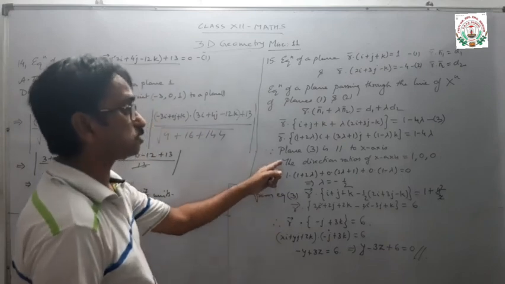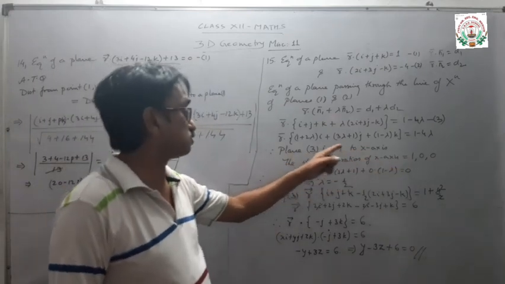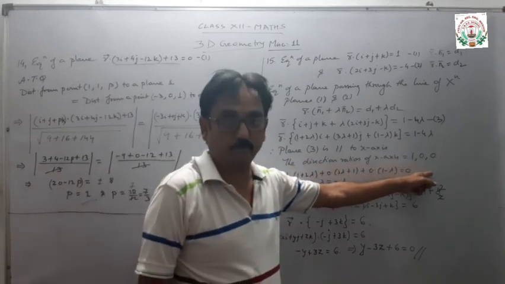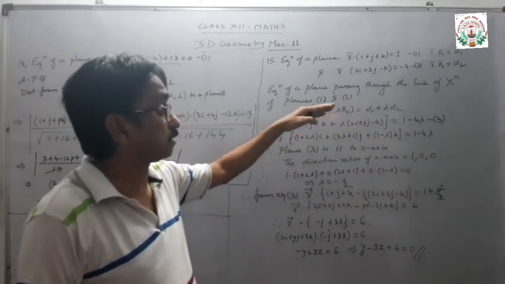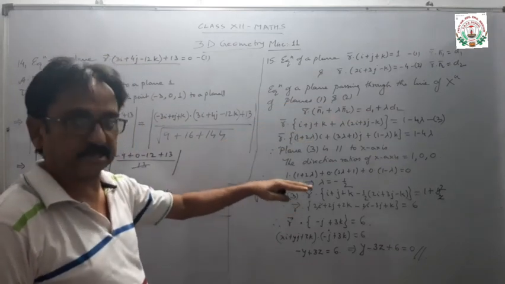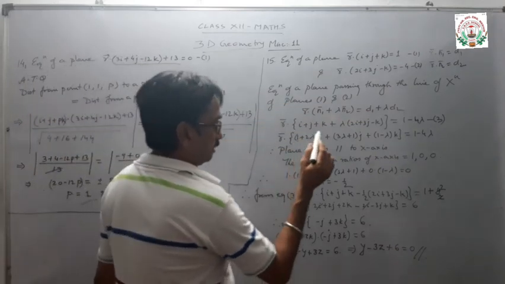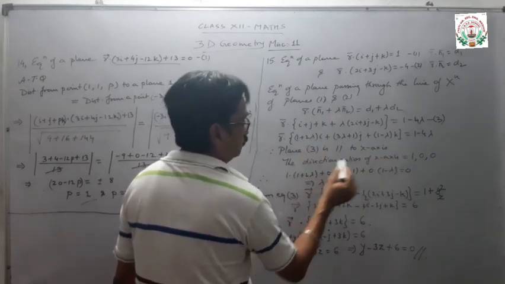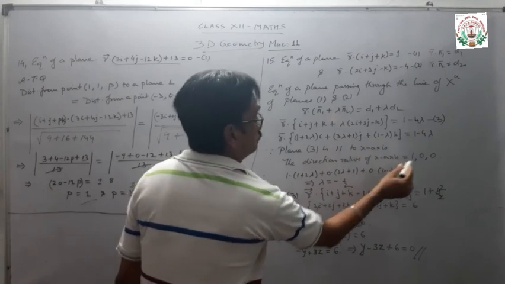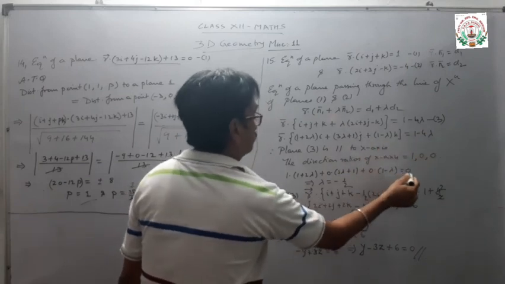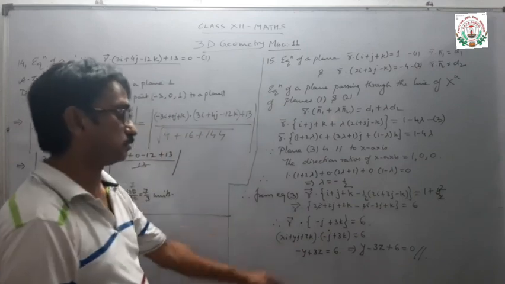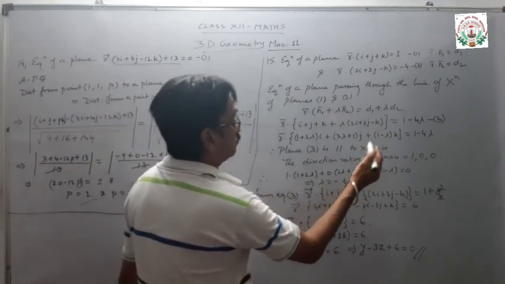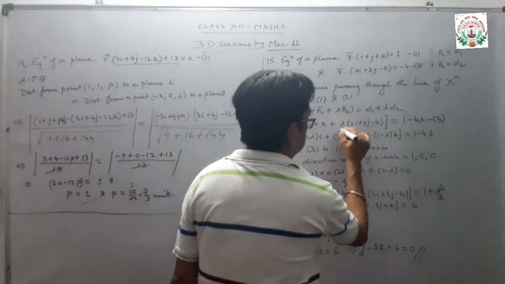Now the plane is parallel to the x-axis. The direction ratios of the x-axis are 1, 0, 0. The plane is parallel to the line x-axis, so the dot product of the direction ratios will be equal to 0. (1 + 2 lambda) into 1, (3 + lambda) into 0, (1 - lambda) into 0 equal to 0. After simplification, we get the value of lambda equals -1 by 2. This lambda equals -1 by 2, we have to substitute in equation number 3.